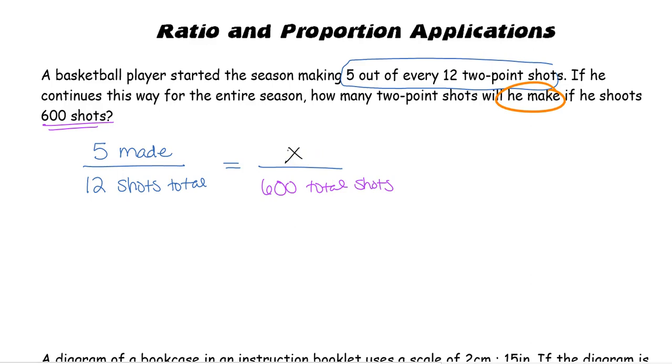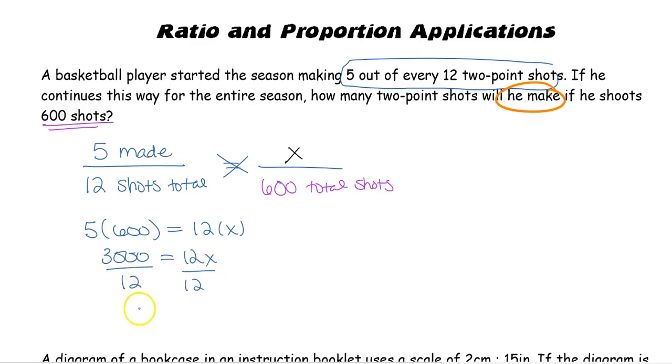Now that we have taken our word problem, analyzed the information, and organized it in a way that we can solve, we're back to where we were yesterday with solving a proportion, two fractions set equal to each other. So we cross multiply. 5 that were made times the 600 is equal to the 12 times the x. So that gives us 3,000 is equal to 12x. We want to isolate x, and that tells us that x is going to be 250.